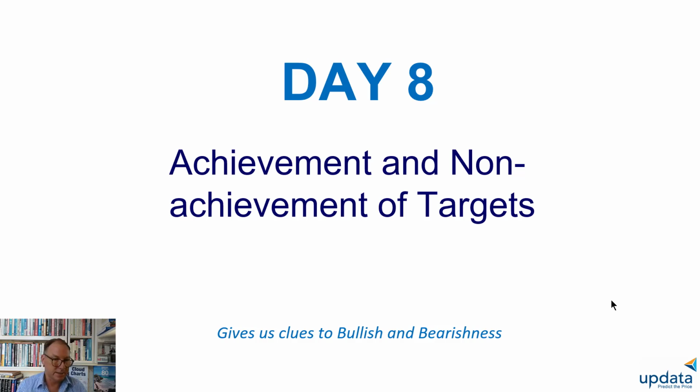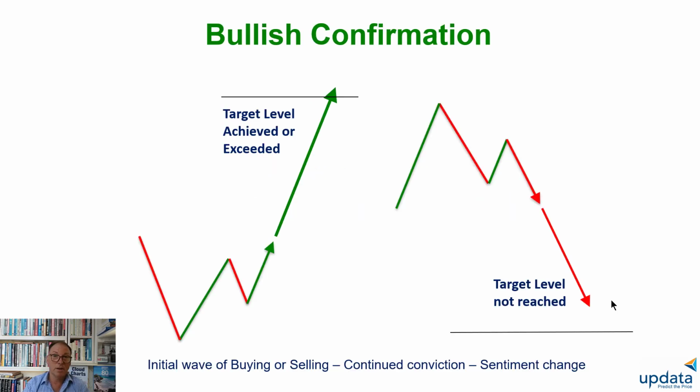Day 8, just a couple more days to run on your trial. And here today we're going to talk about achievement and non-achievement of targets. And this gives us clues to the bullishness and bearishness of an instrument. And it's an area that's really often misunderstood. And it was a very big part of point and figure targets back in the day.